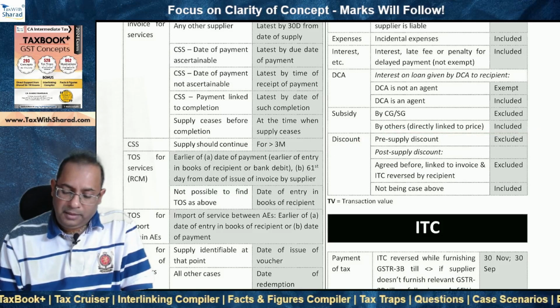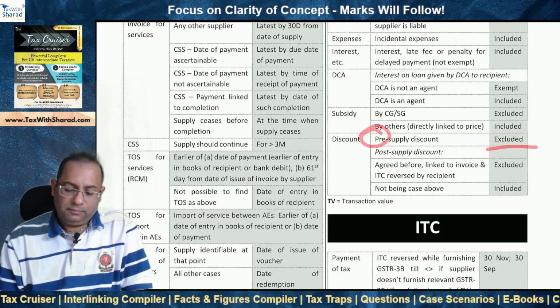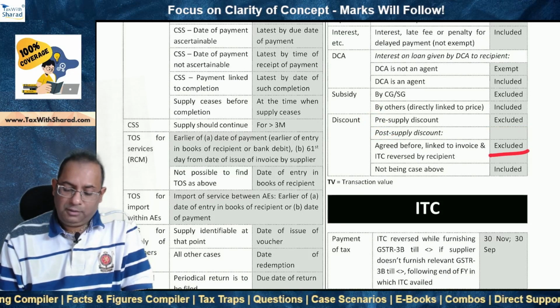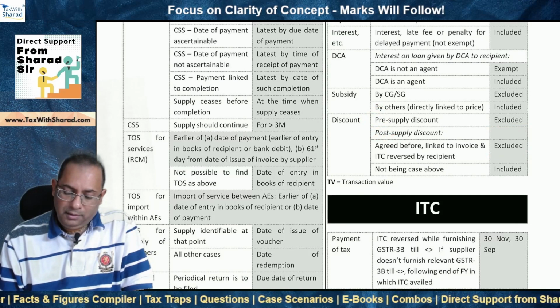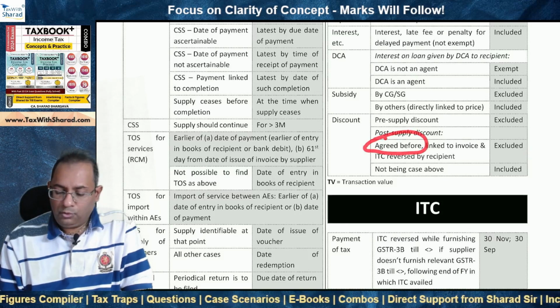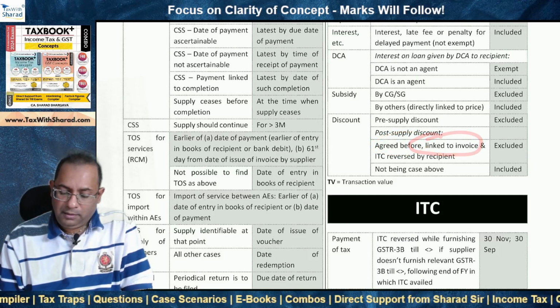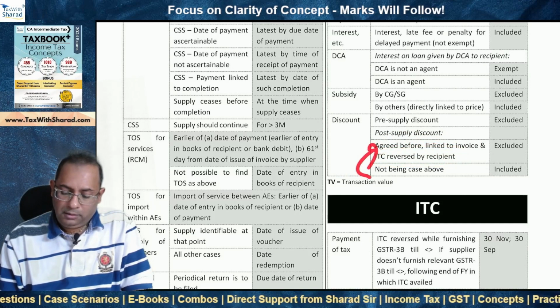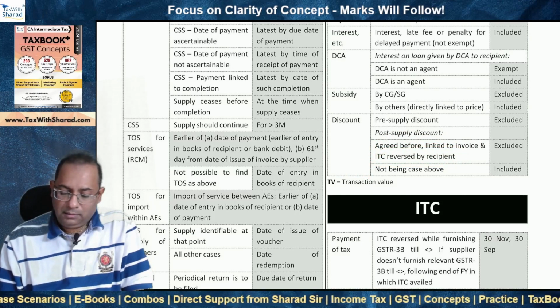Discount. Pre-supply discount is excluded. But post-supply discount is excluded only if three conditions are satisfied. One, it has been agreed before. Two, it is linked to the invoice. And three, ITC is reversed by the recipient. If this is not the case, then discount is included, it is not excluded.